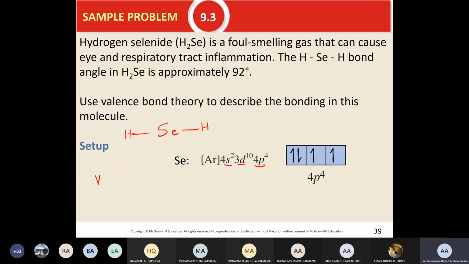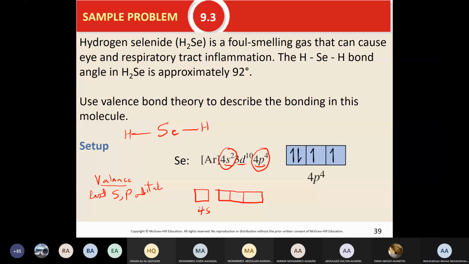What's valence? 6. Yes. What's the meaning of valence? The last s and p electrons, the s and p orbitals. Okay. Then we have 4s2, 4p4. What's the total? 6 electrons. All right. And if I want to draw it, this is 4s and this is 4p.